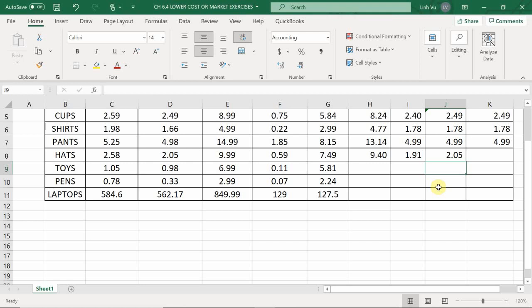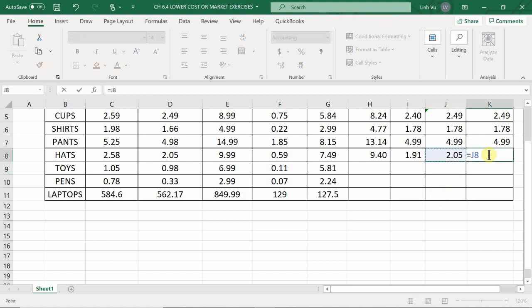Now let's compare. Is my original cost $2.58 versus $2.05? Which one is lower? $2.05. Okay.